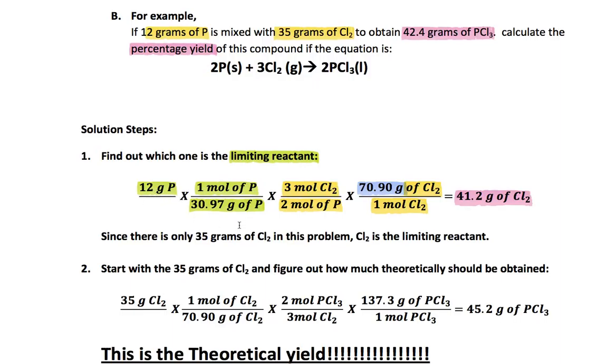So it's saying I need 41.2 grams of chlorine, according to this balanced equation, to react with this 12 grams of phosphorus. Well, then you go back to your problem. Do I have enough chlorine? No, I do not. I have 35 grams of chlorine. What does that tell you? That tells you that chlorine, as a result, is the limiting reactant. We did not have enough. So that also tells you that phosphorus is in excess. And if you wanted to, you could calculate the excess amount of reactant you have here.